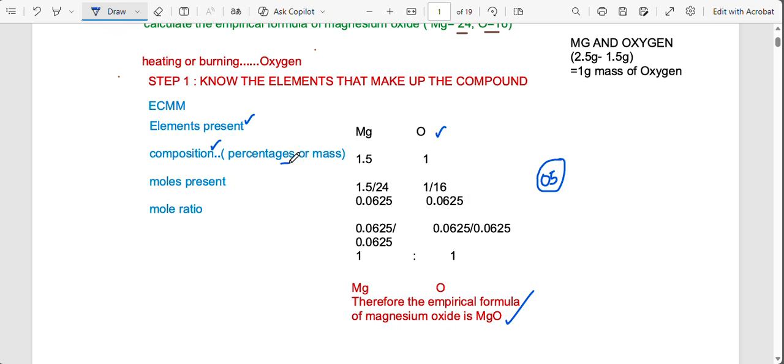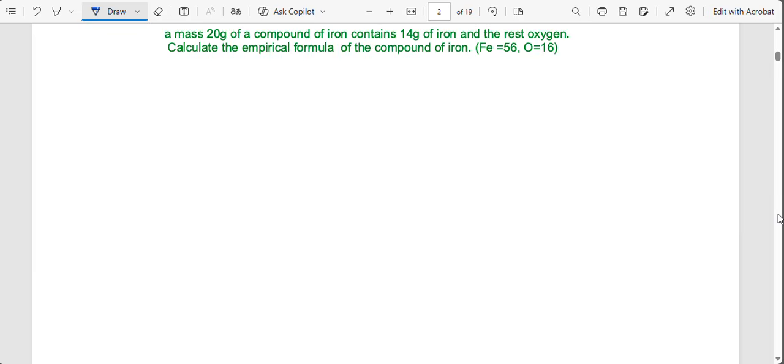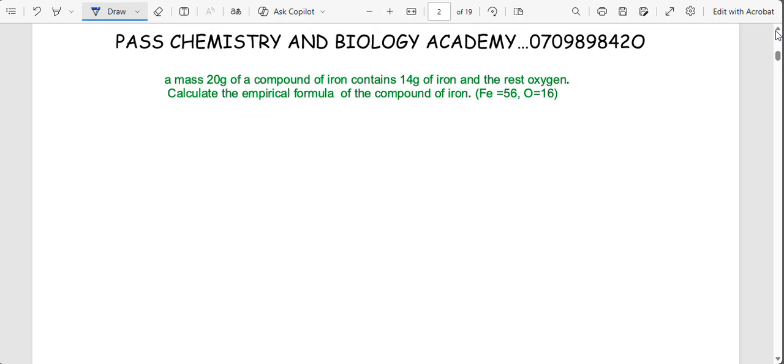Let's try out another one. You first take a screenshot of that. The method that we use to remember is ECM squared, where E stands for elements present. You can see it. C stands for composition. However, this composition can be in percentages or masses. Moles present is symbolized by M, and the second M stands for mole ratio. Yes. Hope you're done copying that. Let's go to the next question. Then I'll leave you an activity.